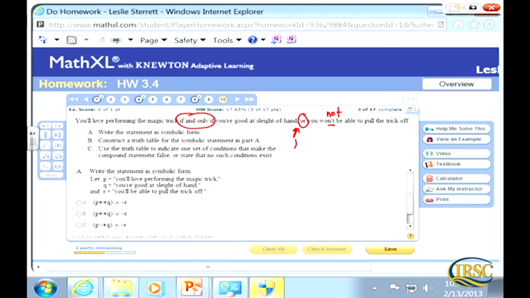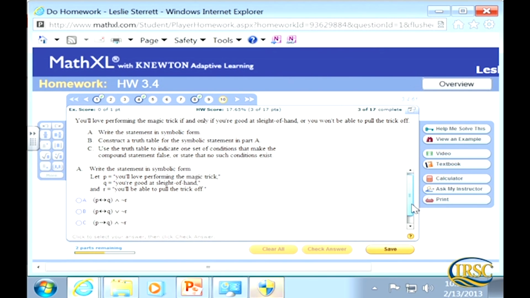So now that you know what P, Q, and R stand for, you want to go ahead and translate this symbolically. And then you have a couple choices down here. I probably should have panned down before I wrote on the board. Okay, so multiple choice. So I want you to show me choice 1, choice 2, choice 3, or choice 4.